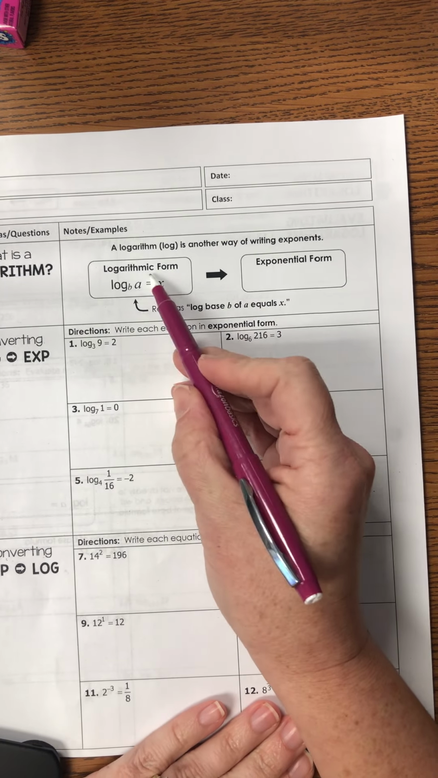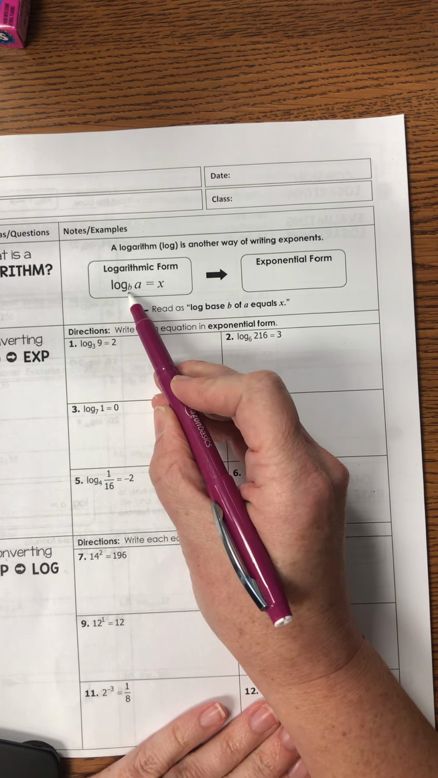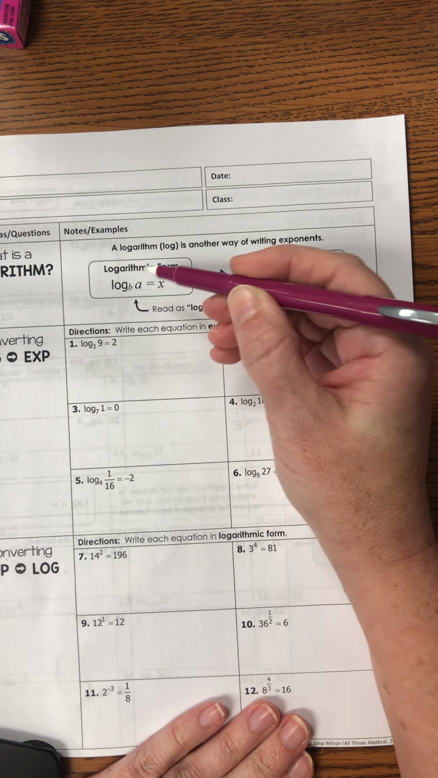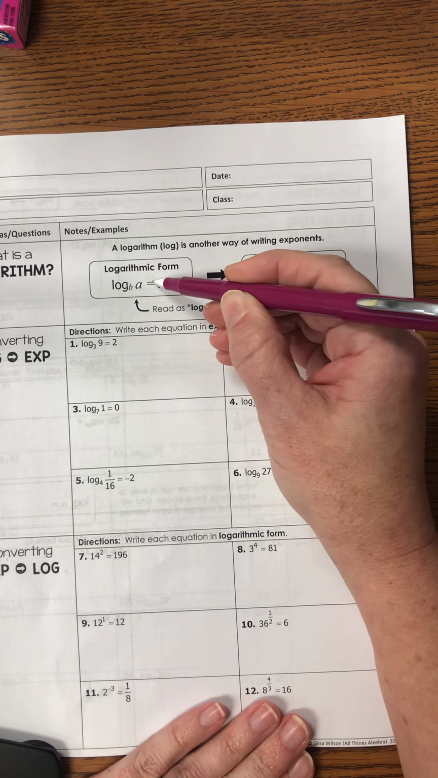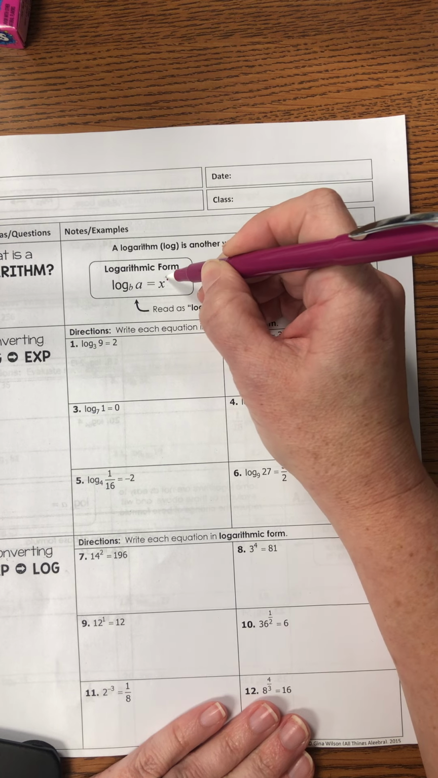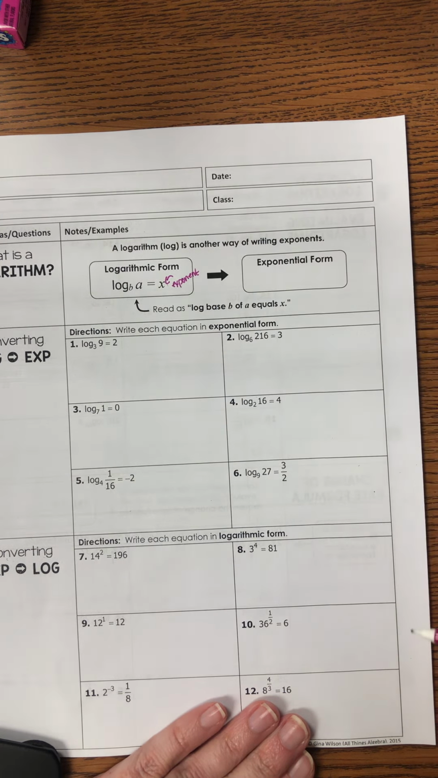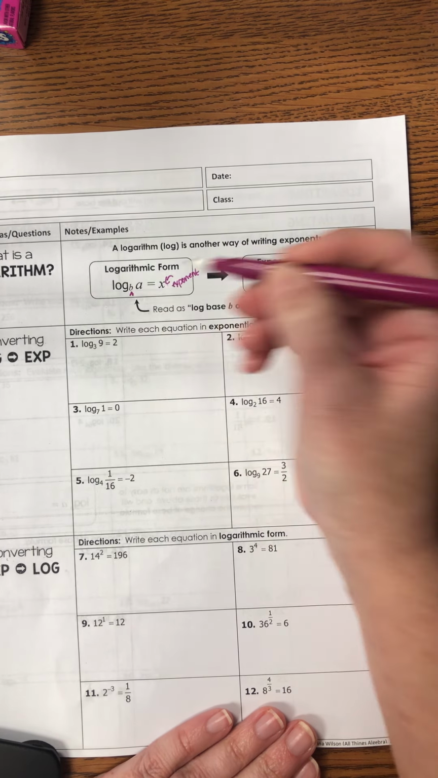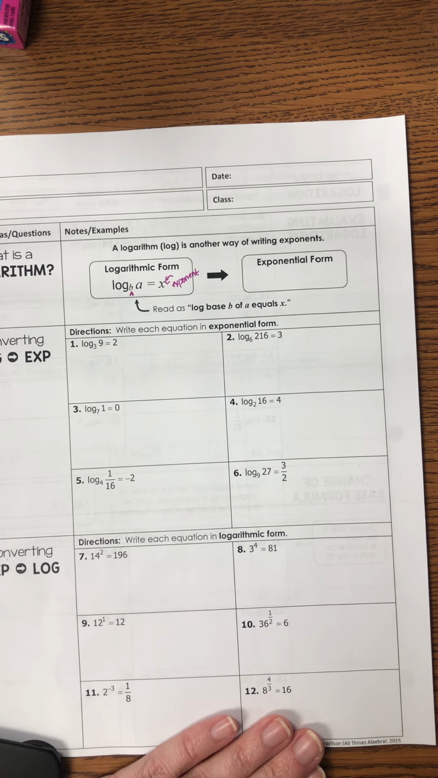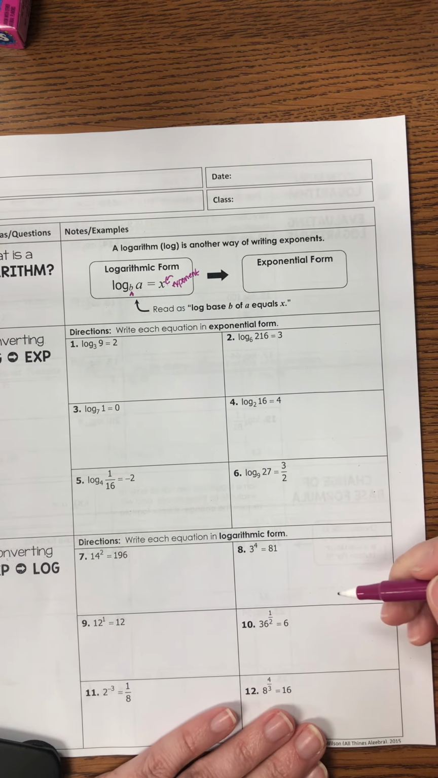So if you have logarithmic form, which is log base b, now the base b is a subscript here, of a equals x. X is the exponent in exponential form. B is the base in exponential form. And then this is what it's equal to.